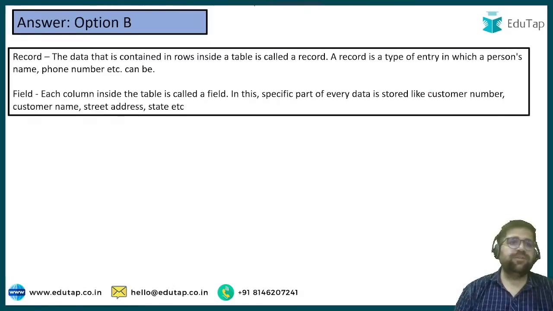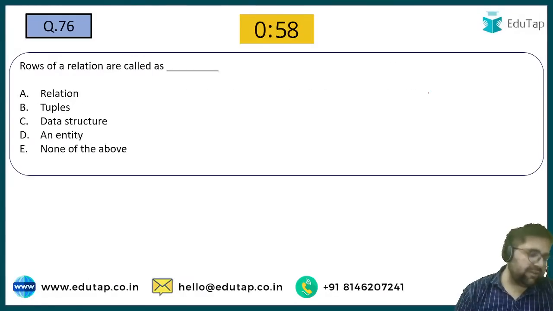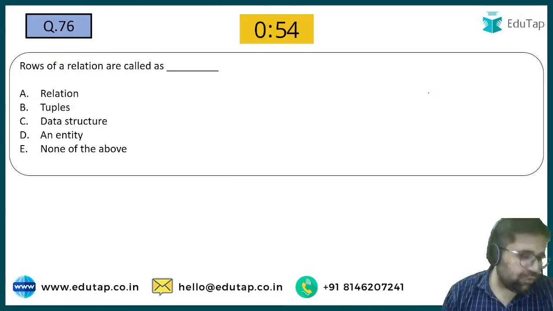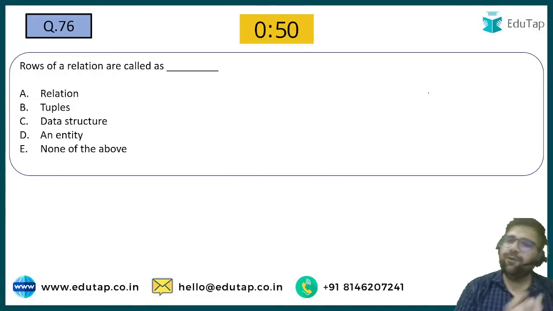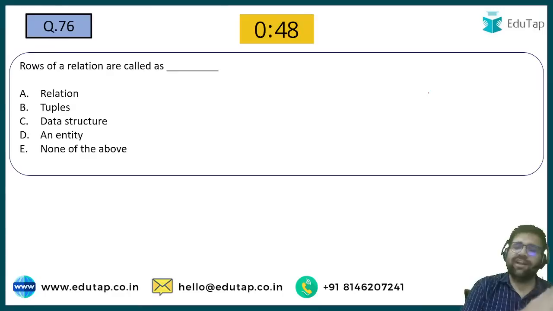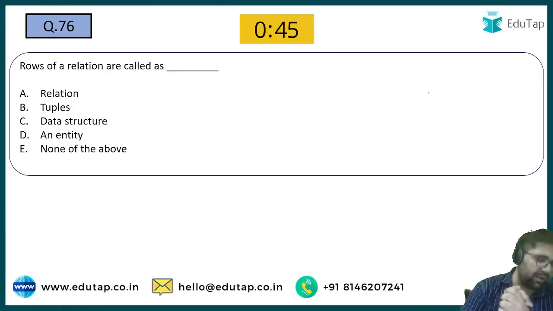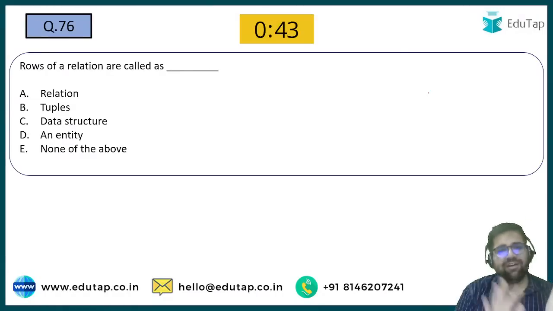Cool, let's move to question number 76. Do not get yourself disturbed. About the abacus, if you go back and read an authentic source, you will find it is from China only. Do not worry, we will have a discussion on that later.